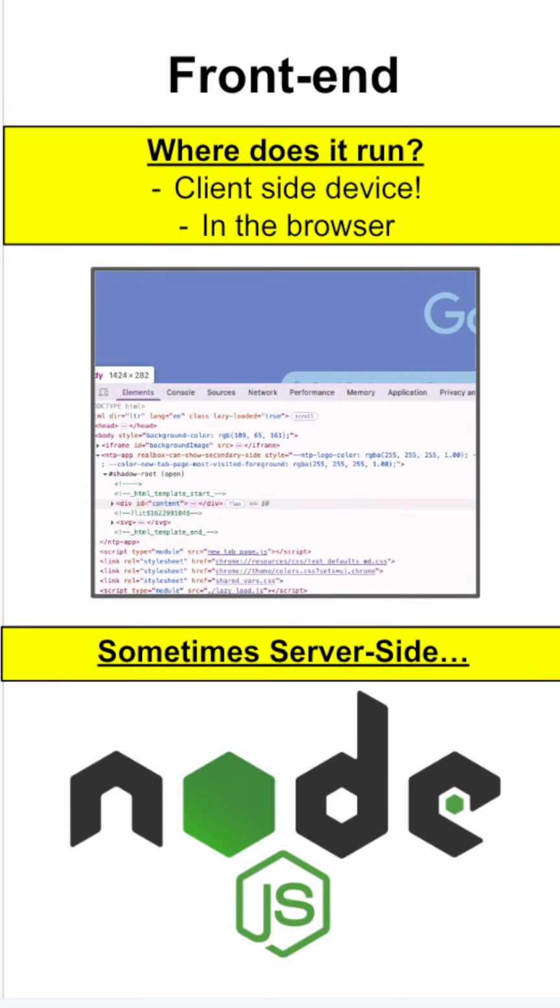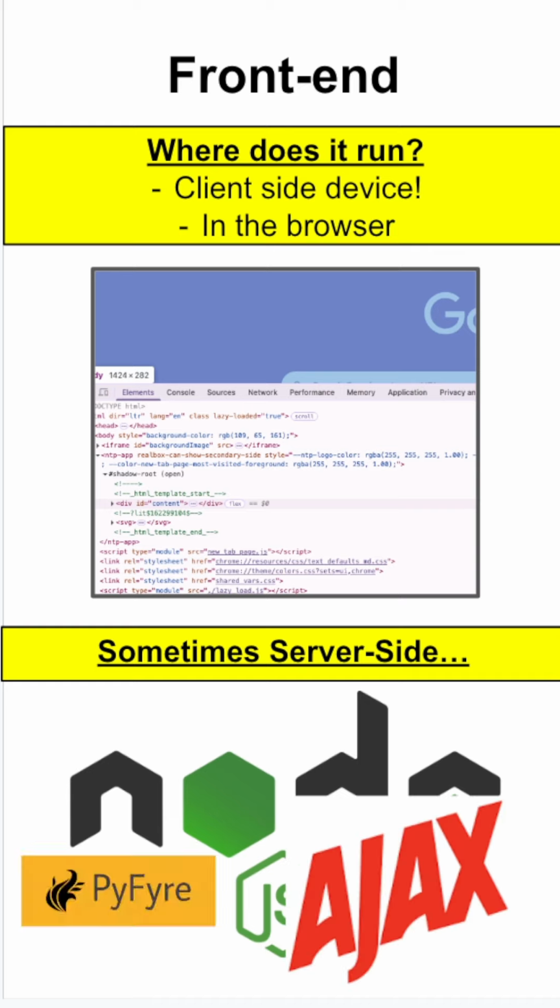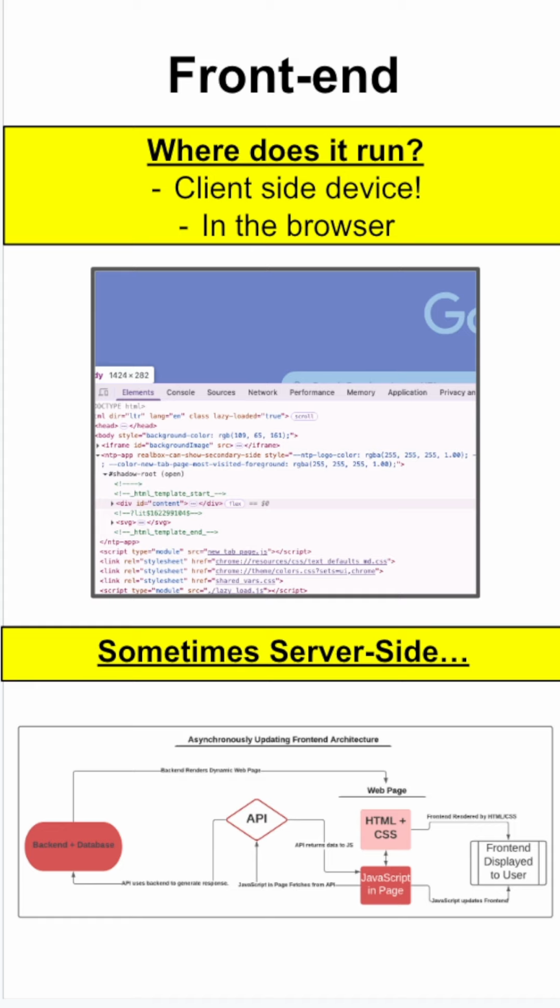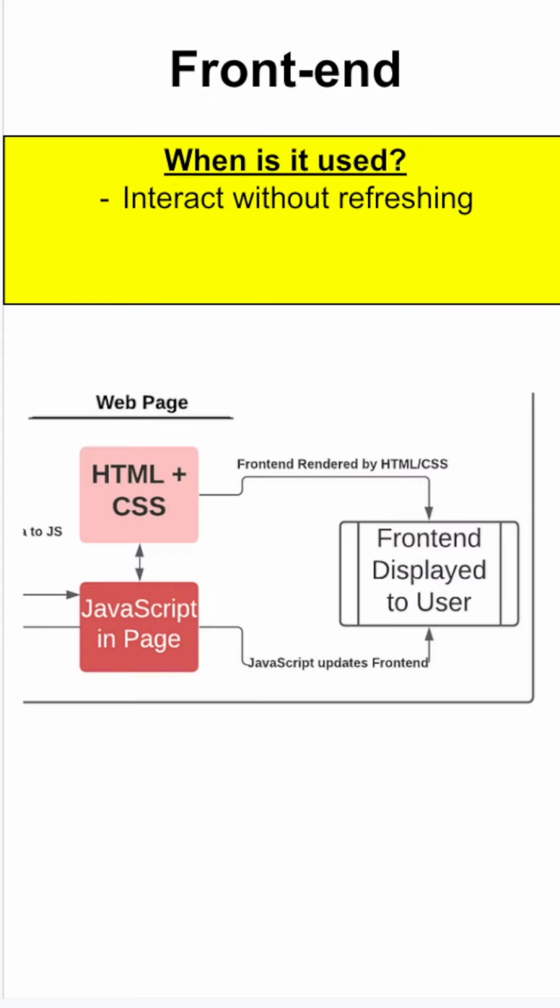Where does this code run? It runs on the client side and usually within the browser. But sometimes it can actually run on the server side, such as in the case of Node.js, Ajax, and even PyFire within Python. It all connects together in a very complex process between different backends and front ends. They all message together through a communication system.